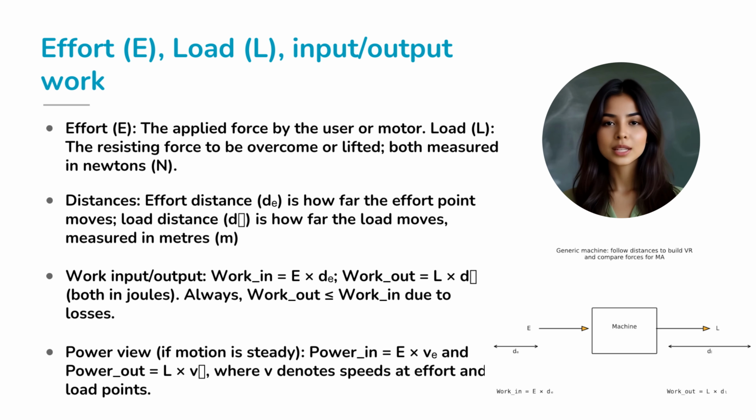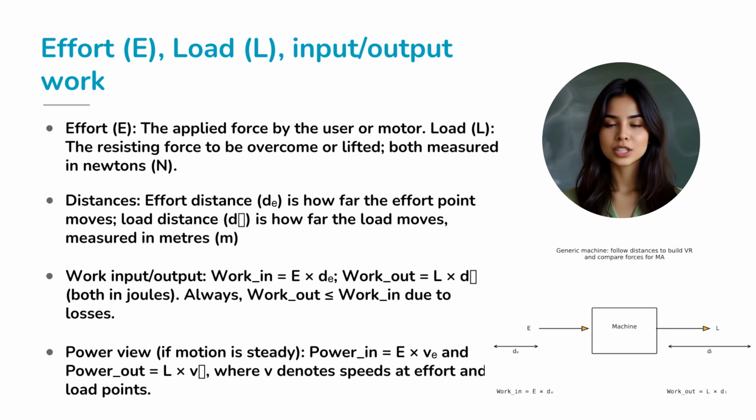Effort, denoted by E, is the force applied by the user or by a motor to operate the machine. Load, denoted by L, is a resisting force that must be overcome or lifted. Both of these quantities are measured in newtons. The effort distance, represented as d sub E, is the distance moved by the point where the effort is applied. The load distance, represented as d sub L, is the distance moved by the load itself. These distances are measured in meters.